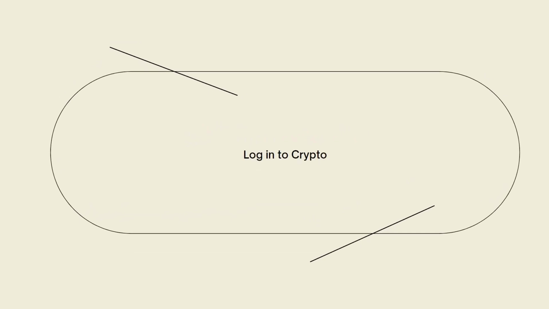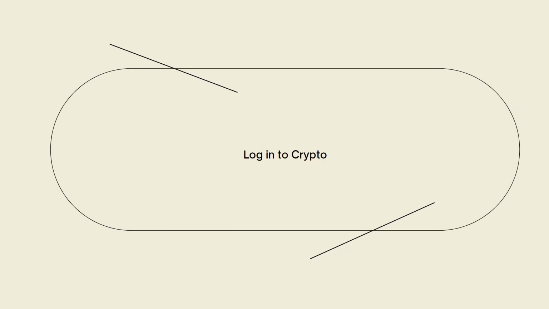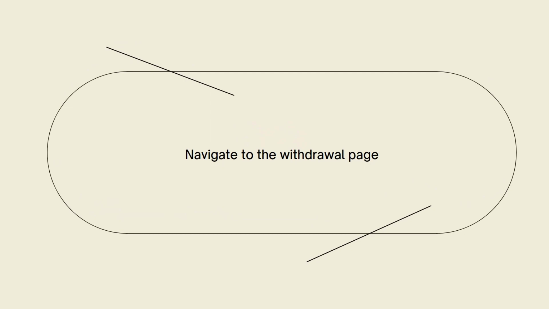Now log into crypto. To do that, just go ahead and search for crypto.com in another tab, okay? Now navigate to the withdrawal page. After logging in, find and click on the withdraw or send button. The location of this button may vary depending on the crypto platform you are using.